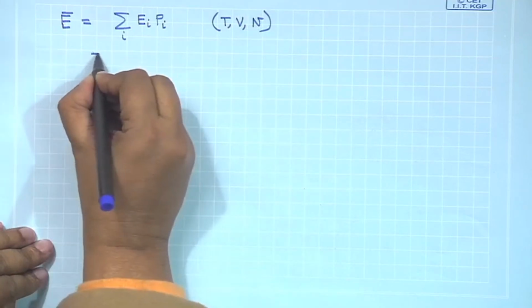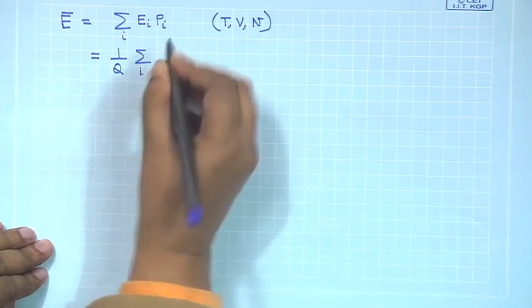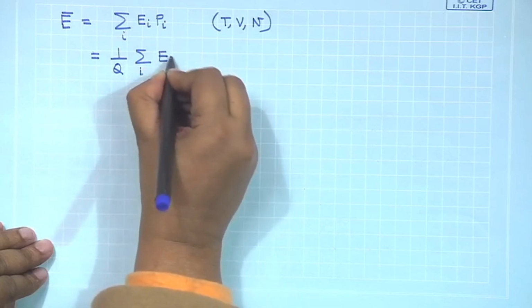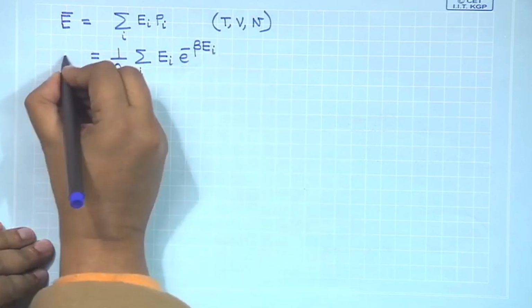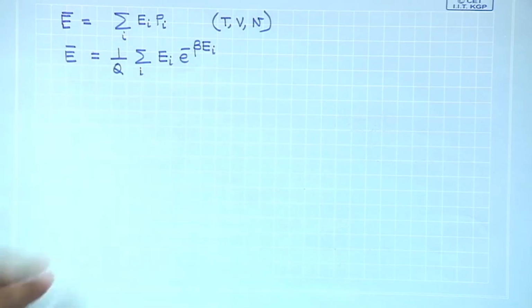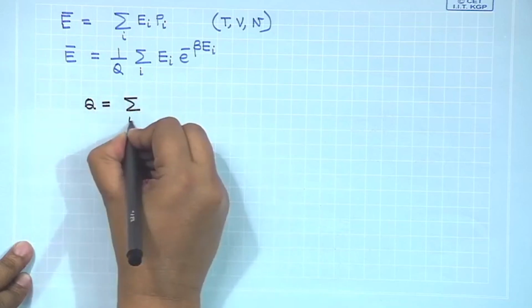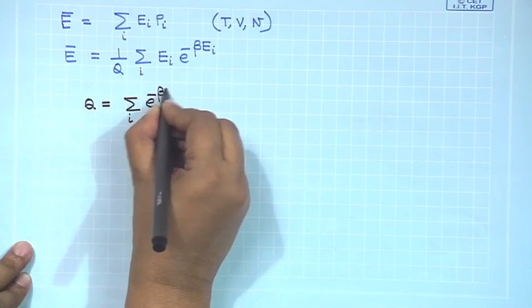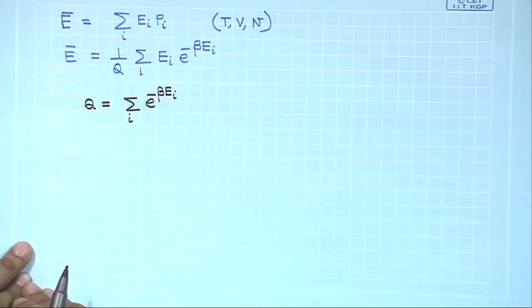Now, if I write down explicitly what Pi is, I can very easily show that this must be something like Ei e to the power of minus beta Ei by definition of Pi. So, this is my E bar. Now, is it possible to simplify this expression to a more usable form? For that, what I am going to do is write down the definition of Q. So, by the definition of Q, I have to sum over all possible values of i of this exponential function.